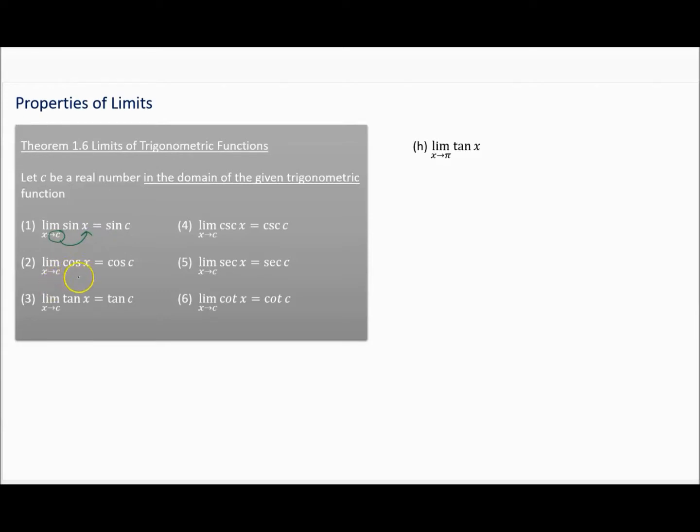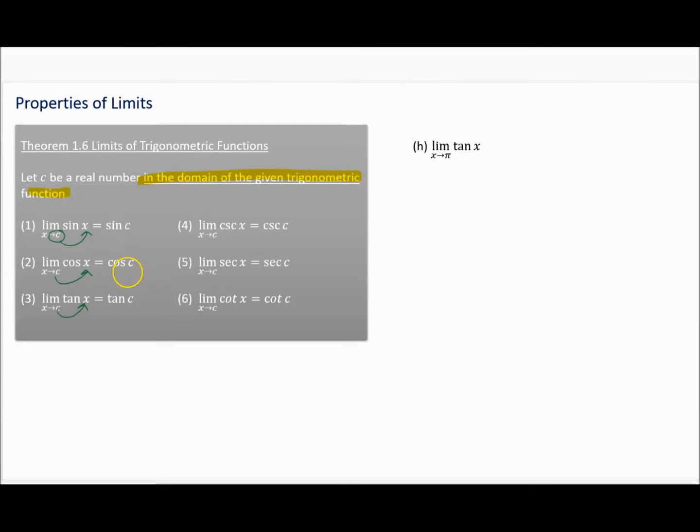And we got the sine of c. The limit as x goes to c of cosine of x, we just take that c and plug it in, and we evaluate. For tangent, we just take that c and plug it in, and we evaluate. And the same for the other 3 as well. But here's something I want you to notice. I underlined this. I'm about to highlight it because it's very important. C has to be in the domain of the given trig function.